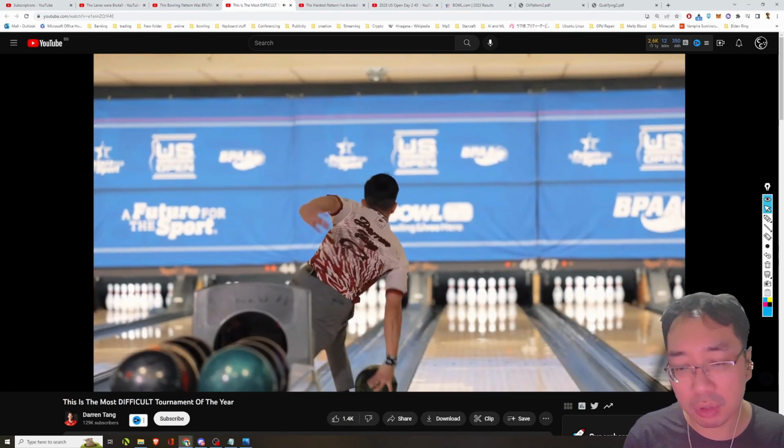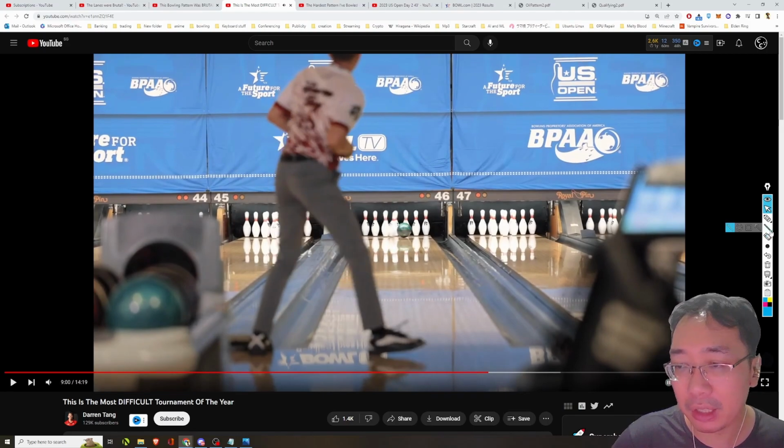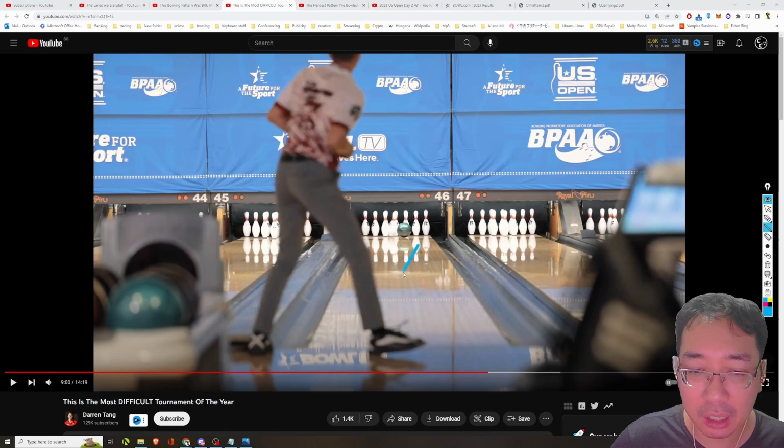So in this case, if Darren was a tournament leader and he's playing such a super deep line, right? He's sending his ball out to like 9 at the break point, and this is the line he's playing, right? He's crossing like the fifth and a half arrow.